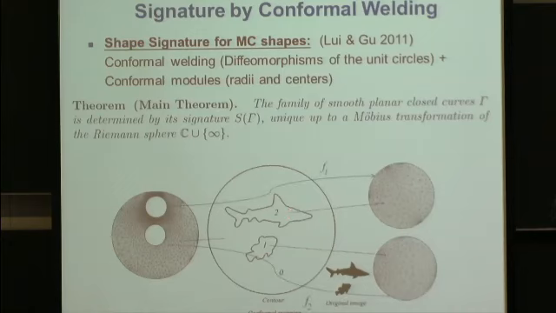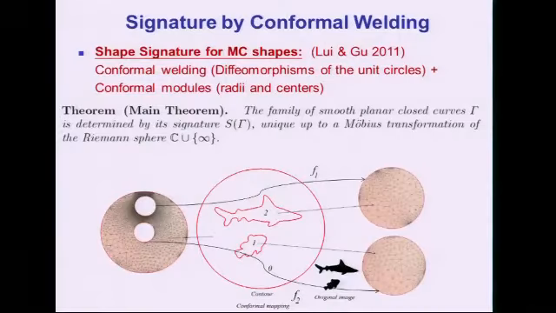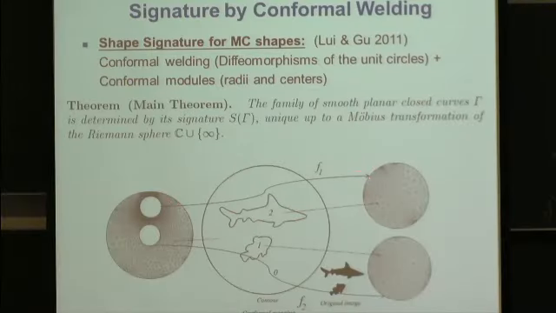Then we can get a conformal welding, which is the diffeomorphism of the unit circle as follows. We can find the composition map of this circle to here and then to here. Then we get a diffeomorphism from a circle to circle. And similarly, we can look at the composition map of this circle to here and to here. And then this gives you a diffeomorphism between the circles.